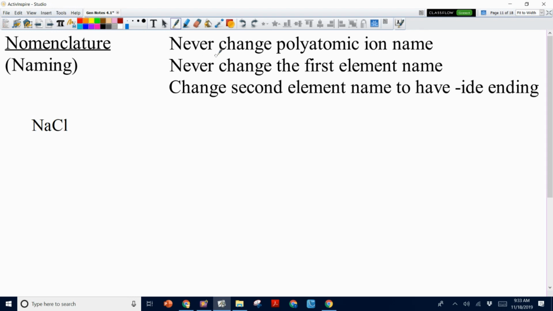All right, and so that's what we're talking about here. So write these down. Never change the polyatomic ion name. Never change the first element name. And you change the second element name to have an "ide" ending. Okay, so write those down.